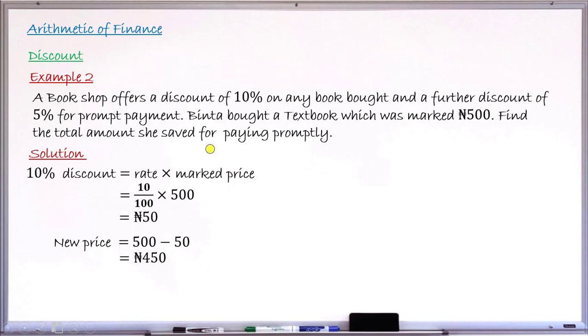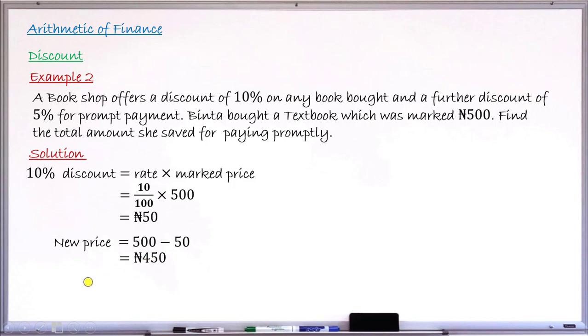You see this student Binta with her 500 naira in her pocket wanted to buy this book because she's aware of the price. Now come and realize that there is 10% discount. So the book is now 450. And she learned also that there is another additional discount for those that are paying promptly, and she has her money in her pocket. So she is now paying promptly.